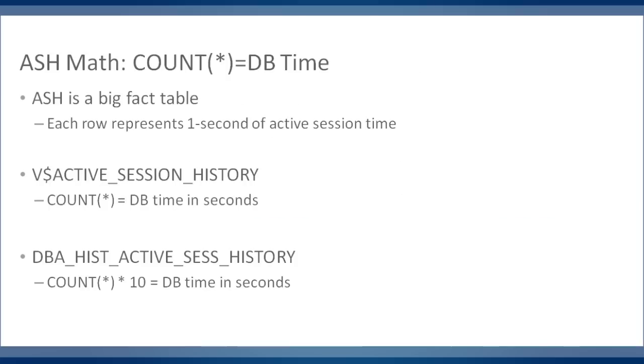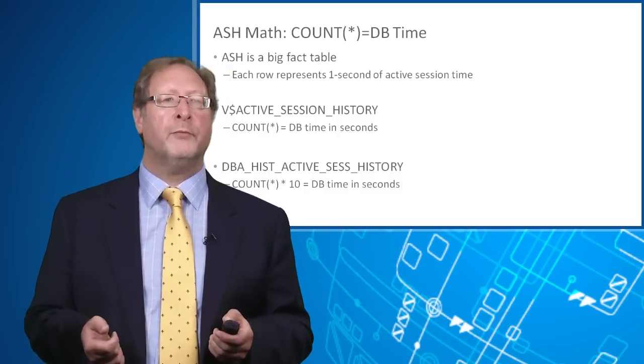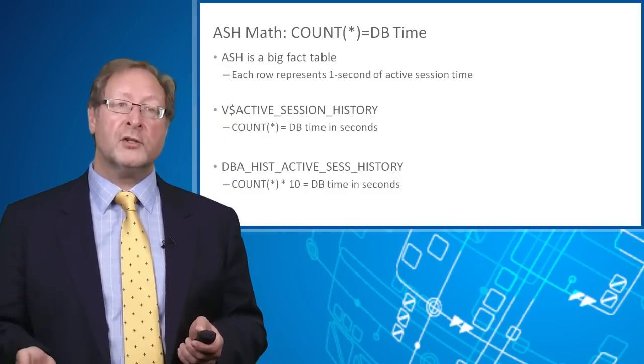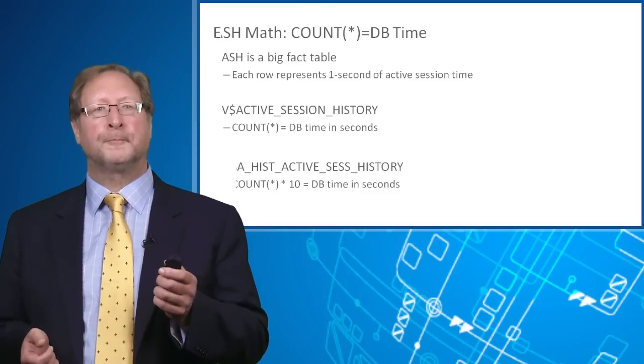So ASH is this very big fact table, and we use all of the dimensions that are available to do drill downs in different dimensions. When we're doing the in-memory, count star is db time. If we're going against the on-disk structure, which is DBA_HIST_ACTIVE_SESS_HISTORY, we ran out of characters for that one, so session got truncated. There we have to take count star and multiply it by 10 to get the database time.